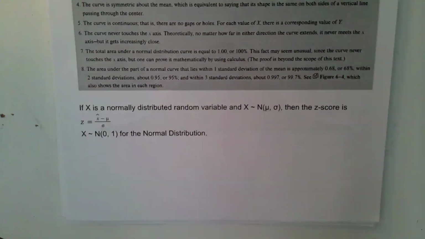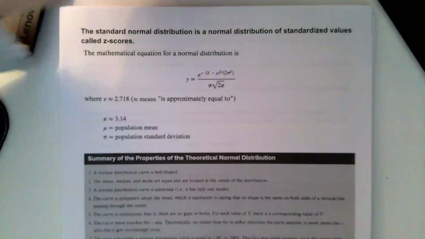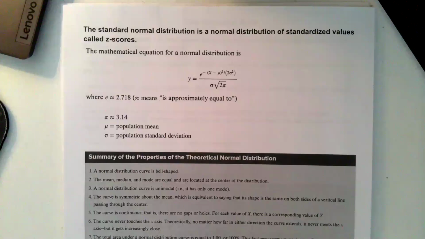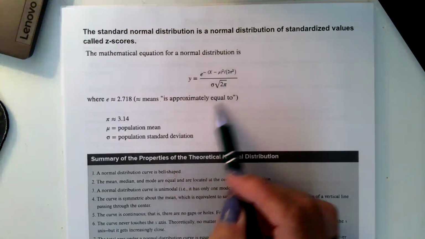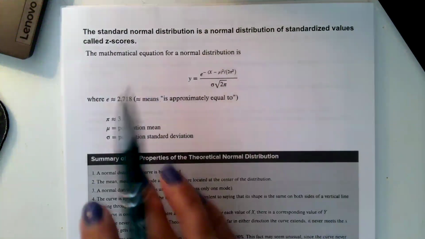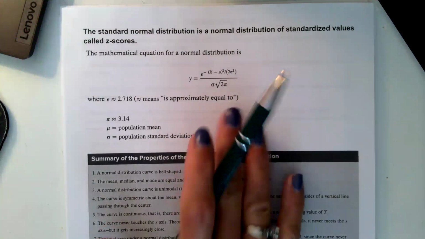So the standard normal distribution is a normal distribution of standardized values called z-scores, which we've been learning about. This is the technical formula for that, which we don't need to learn, but it is here.